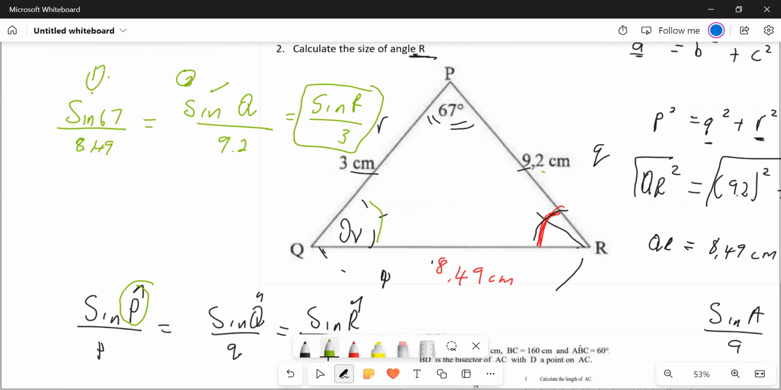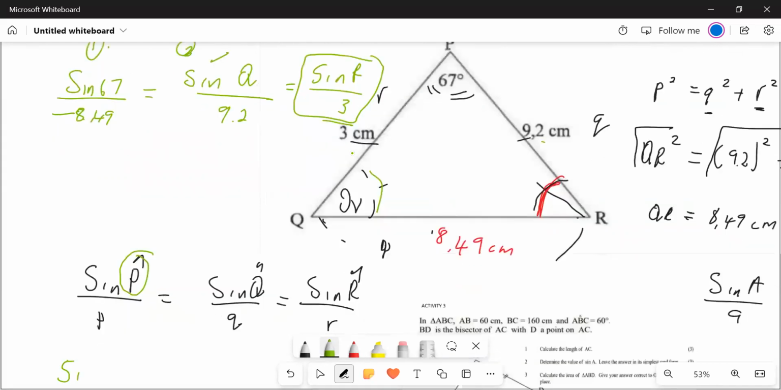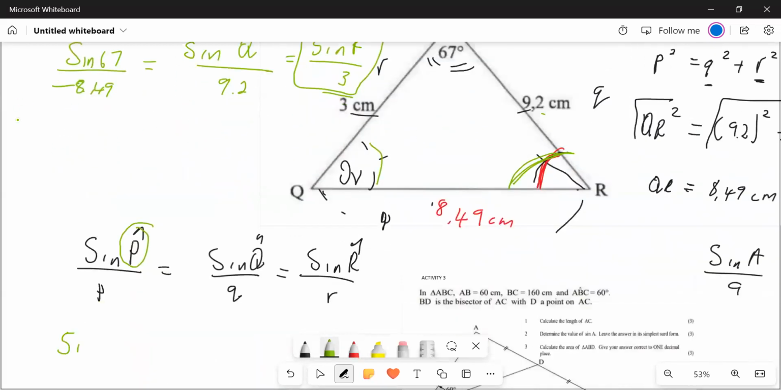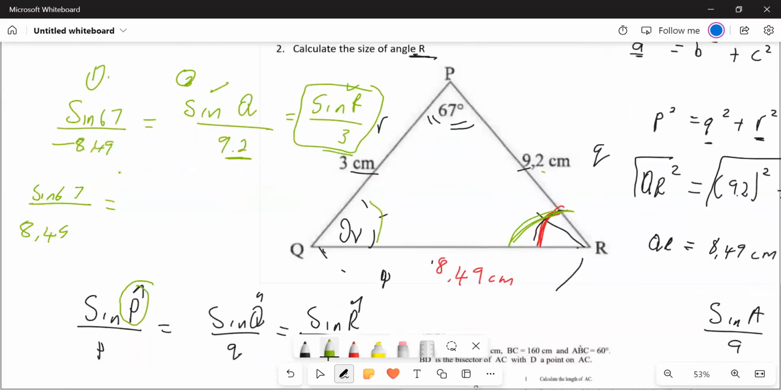You are going to take number 1, and it's going to go with whatever it is that we are looking for. We are looking for the sine of R. Since we are looking for R, we say sine of 67 all over 8,49. And then we just remove the one with Q because the information is not enough. And then it's given as the sine of R all over 3.